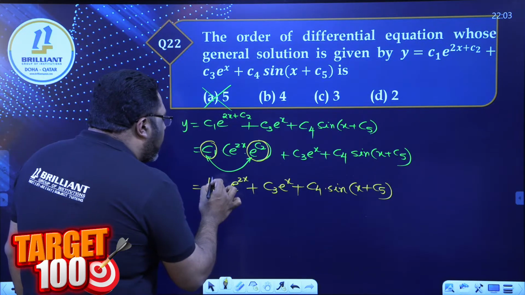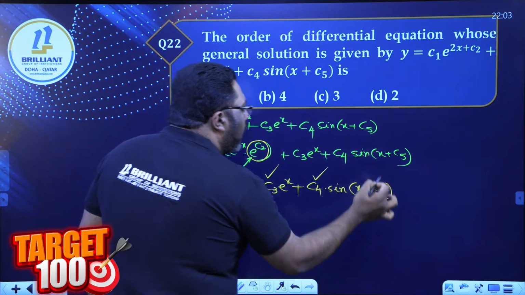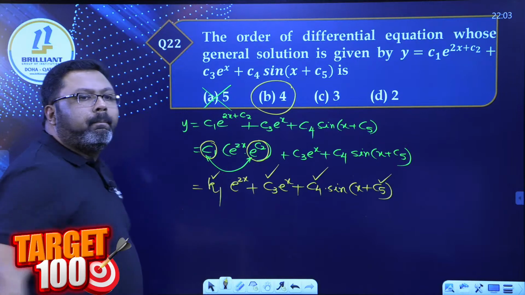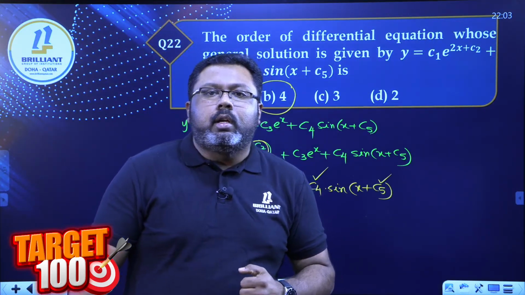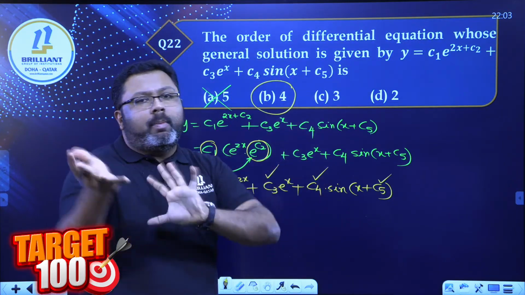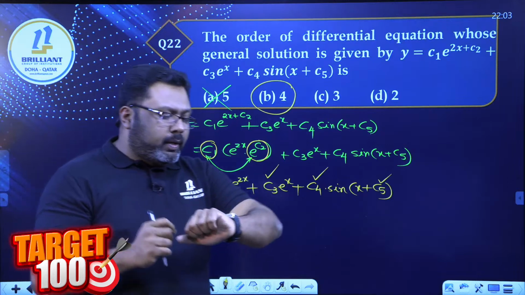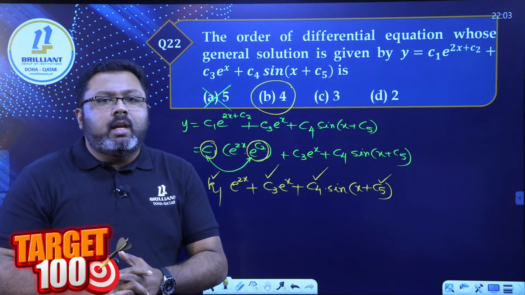Now please count the number of arbitrary constants. 1, 2, 3, 4. Option B. That is where you have to be careful. You see such an expression with so many C's coming. Definitely remember that there could be some C's which can be combined. There could be some C's which can be combined.